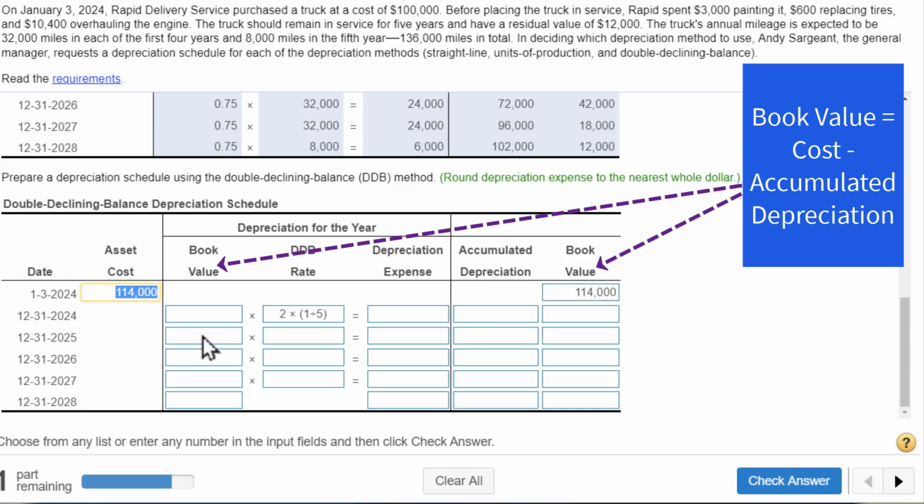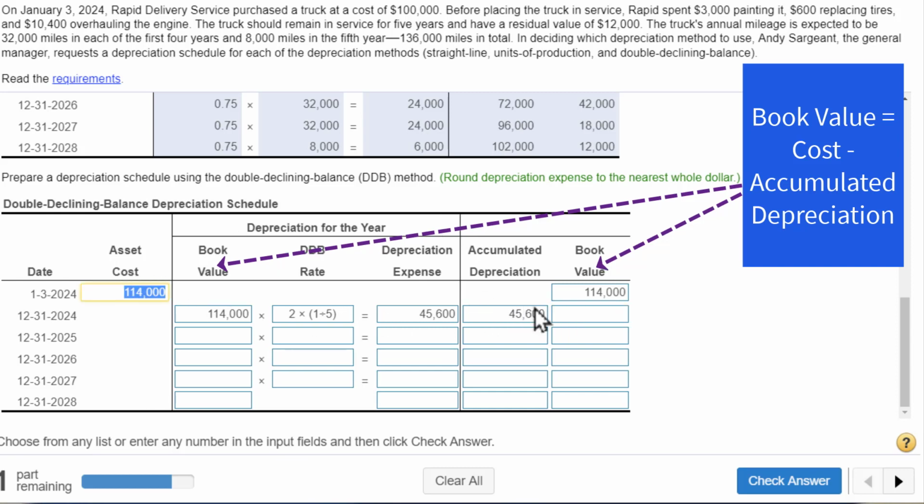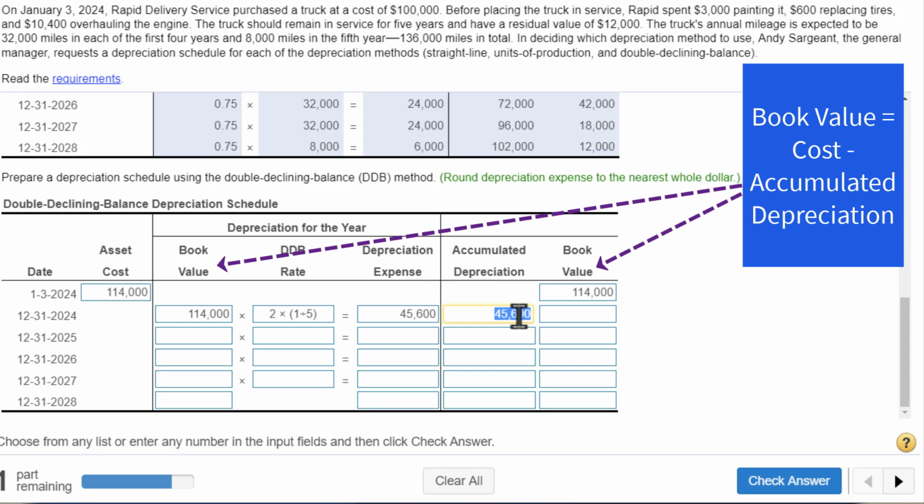So I'm going to copy and paste. So 114,000 times 2 and basically divided by 5 gives us a whole bunch of depreciation in that first year, 45,600. So accumulated depreciation that year is 45,600. So the book value at the end of the year is going to be the asset cost minus accumulated depreciation gives us 68,400.